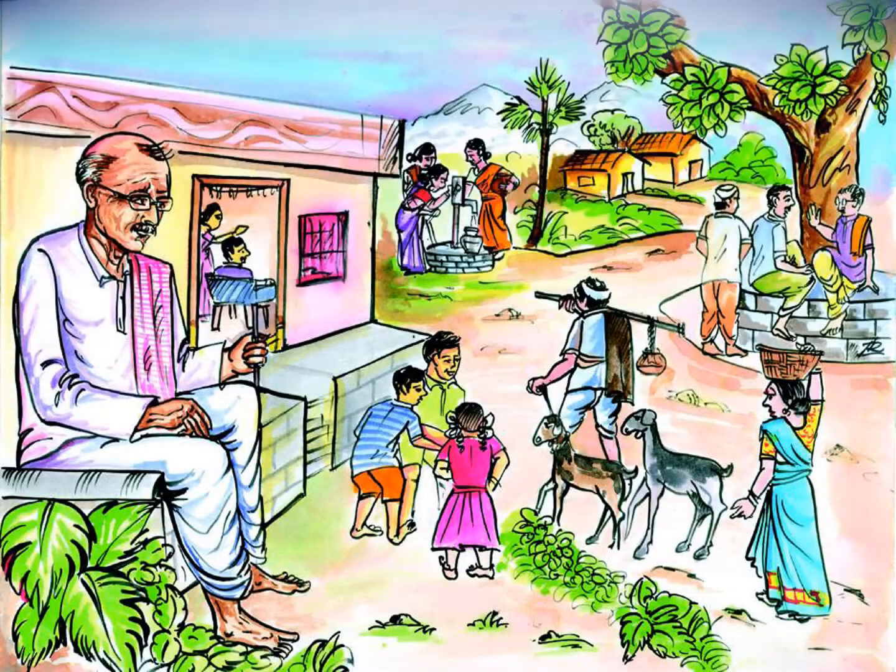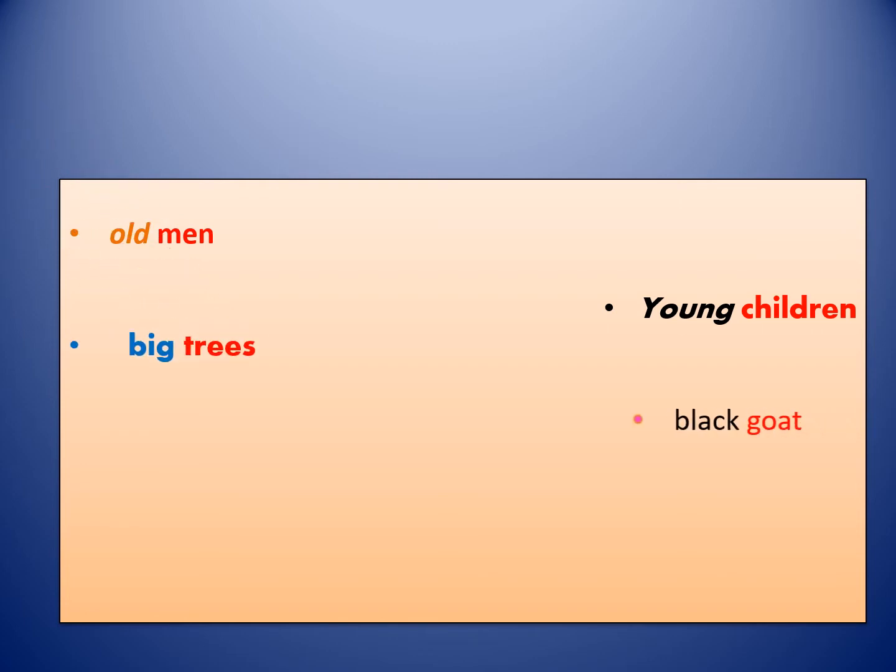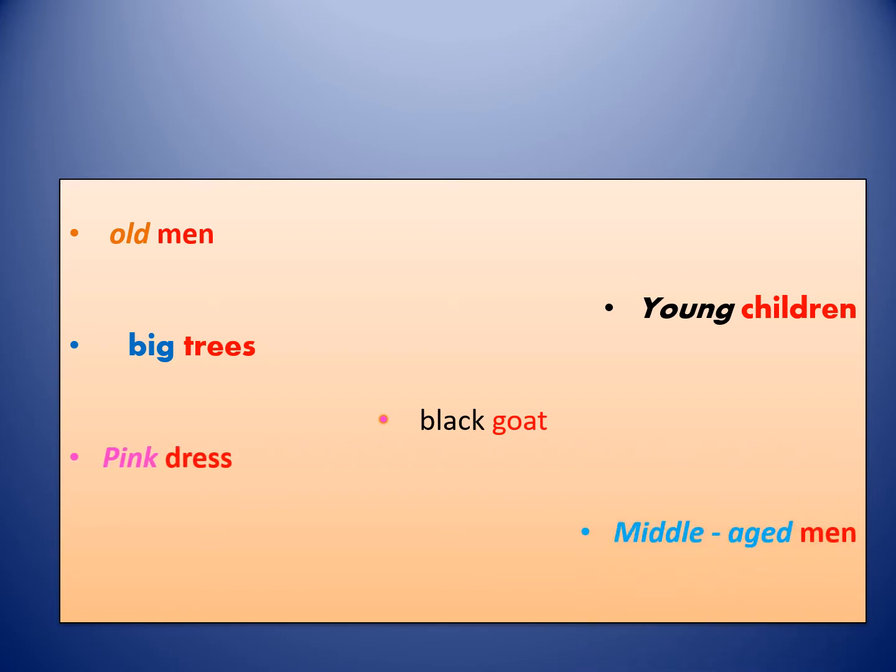Students, look at the picture carefully. Students, what are all the things you noticed in the picture? Let us list them out. Old men, young children, big trees, black goat, pink dress, middle-aged men, small houses.